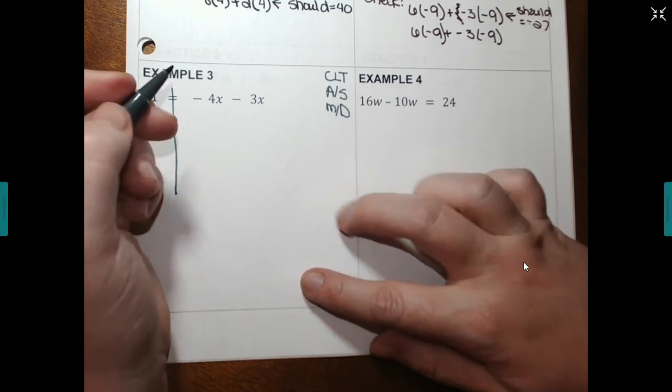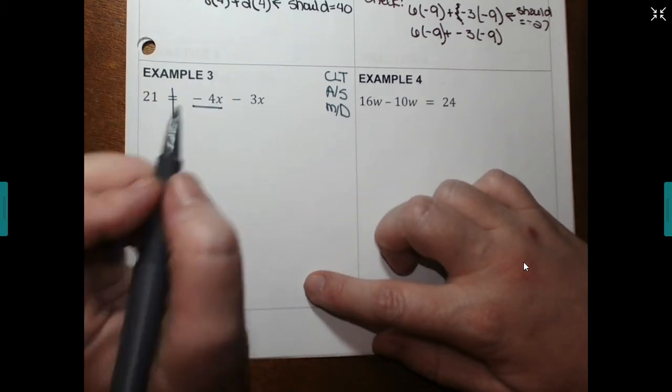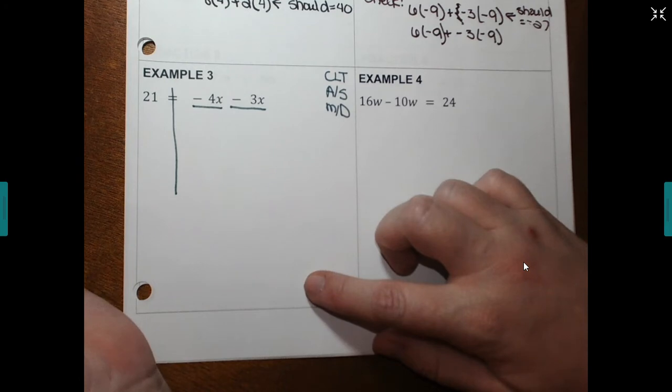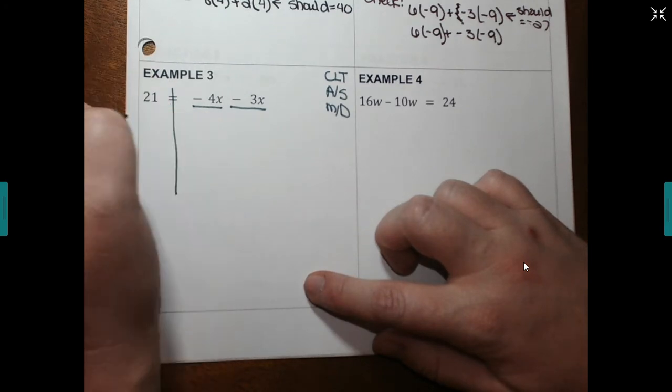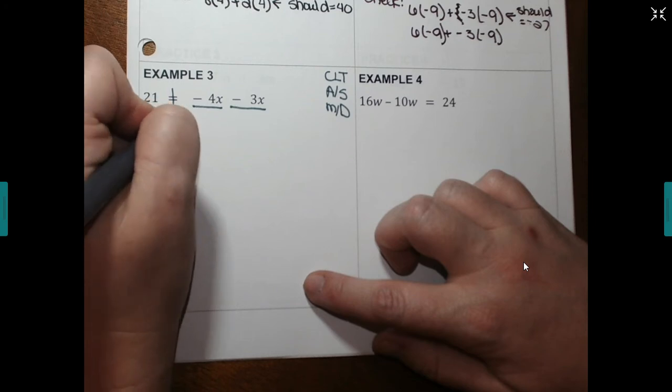Okay. So I can combine my negative 4x and my negative 3x. So I'm going to go ahead. This side I know is going to stay the same. So I'm going to go ahead and do it. 21 equals.